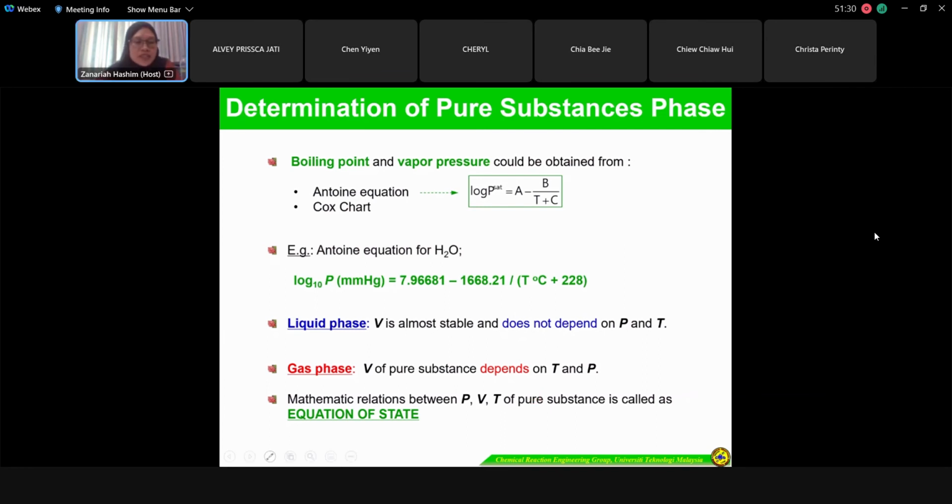Why we call it equation of state is because the equation is showing you the state of the substance. It can be whether the substance is in liquid, in gas, or in solid state. So it depends on the pressure, the volume, and also the temperature.